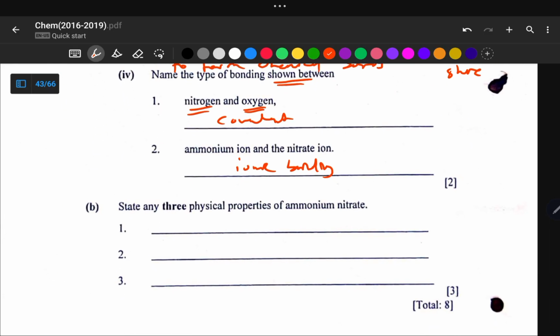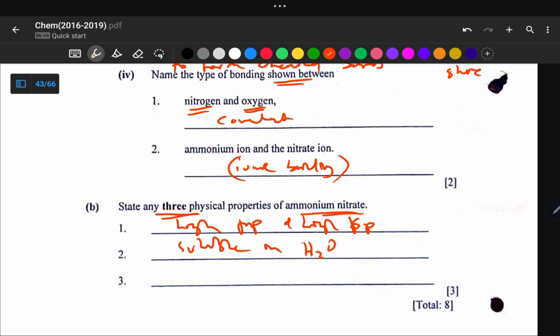So the next question says state any three physical properties of ammonium nitrate. So ammonium nitrate is an ionic compound, so you are simply being examined to give the properties of ionic compounds. So they have high melting point and high boiling point.